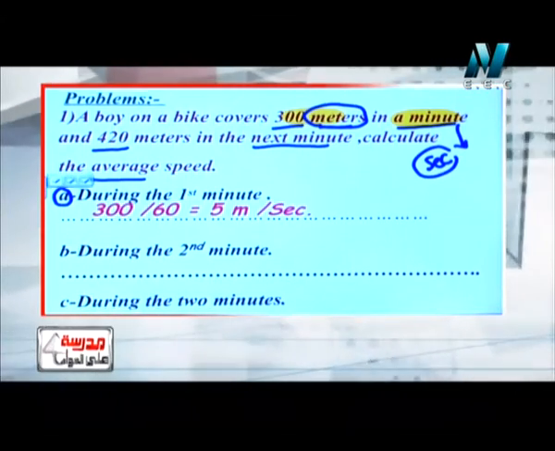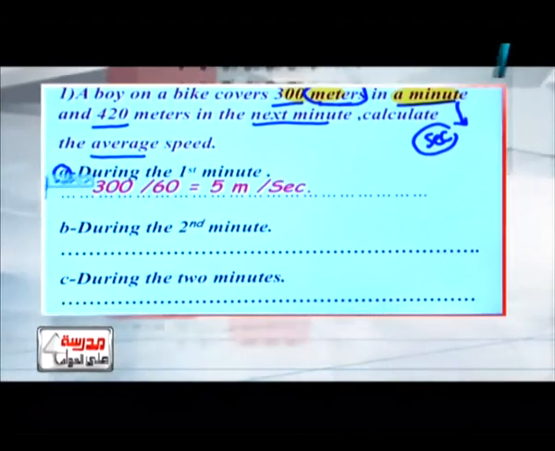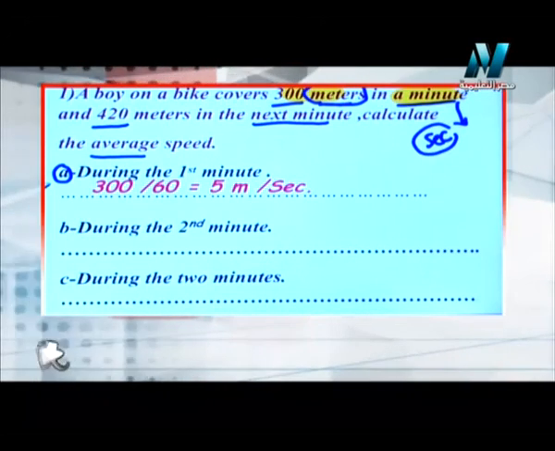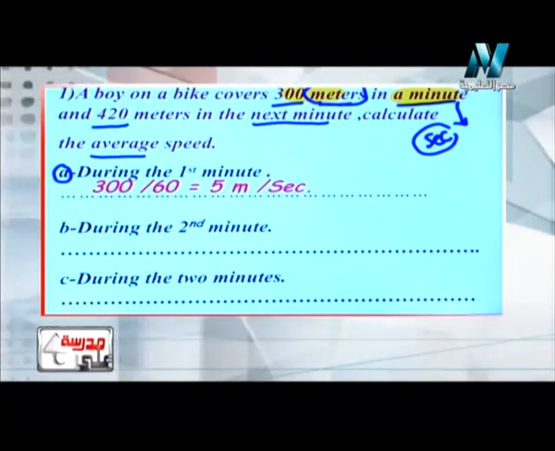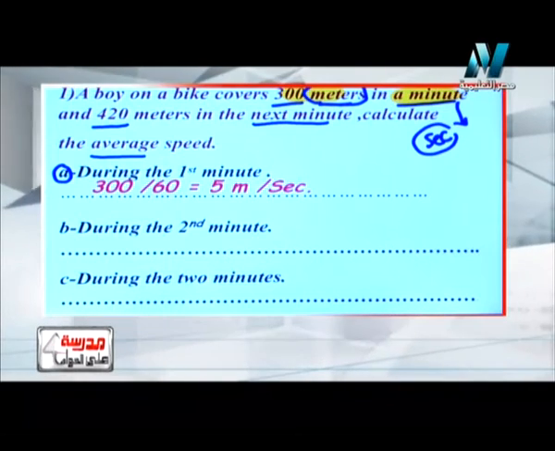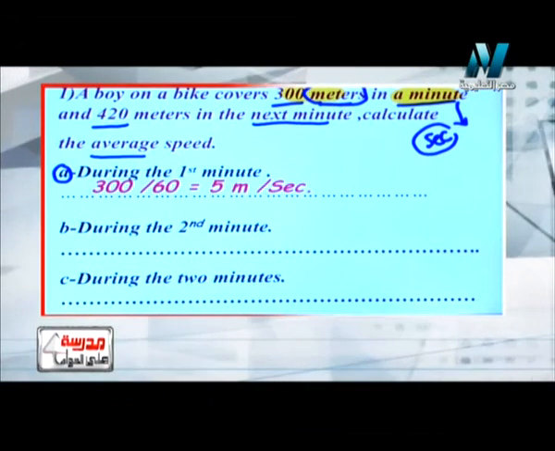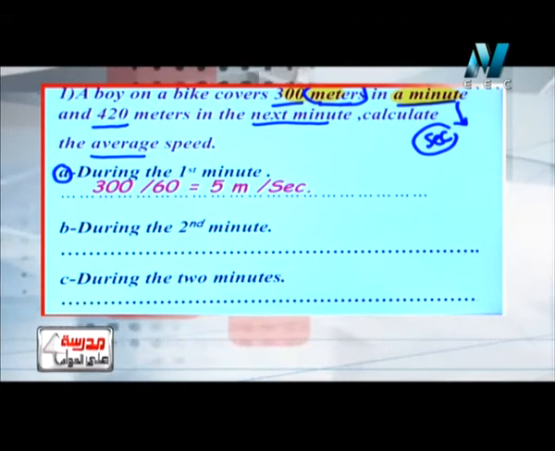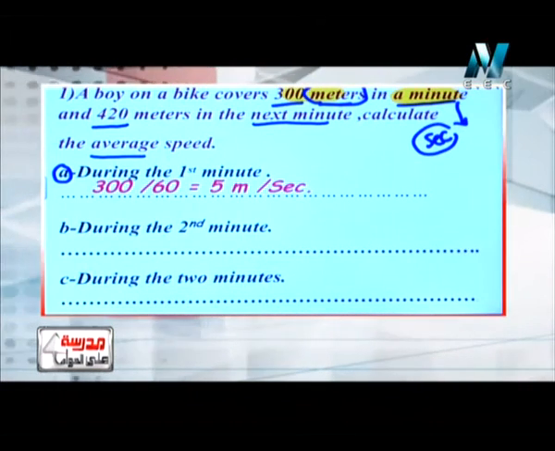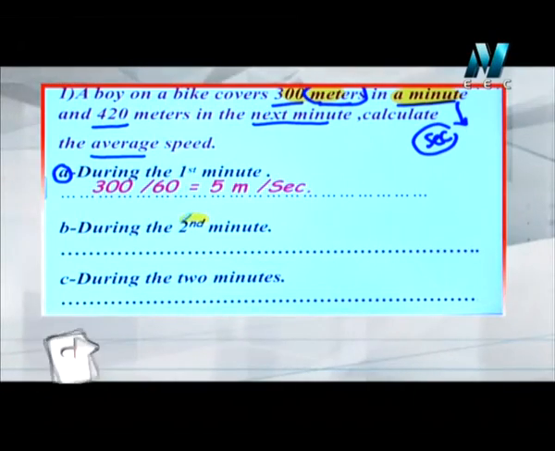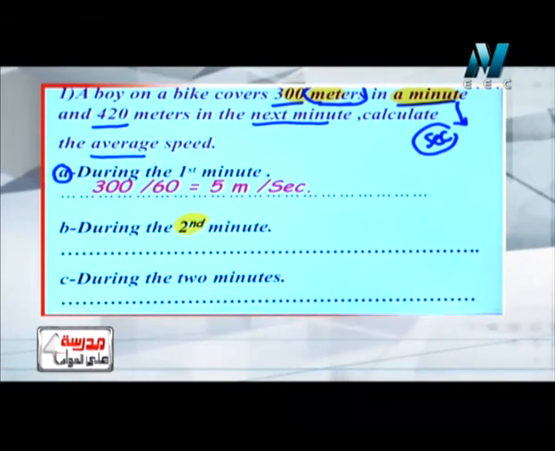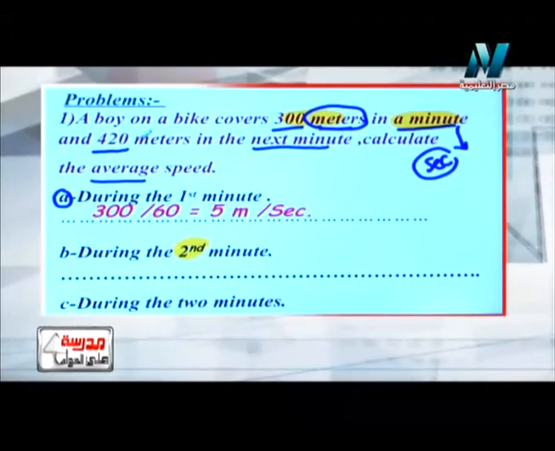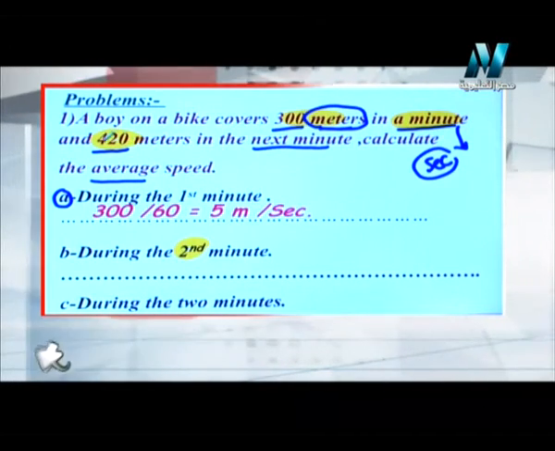Some students have some confusion here because we talk about average speed but in the first minute only. So we cover 300 meters in the first minute. And then we talk about the average speed in the second minute. And we know in the second minute the body covers 420 meters in the next minute.